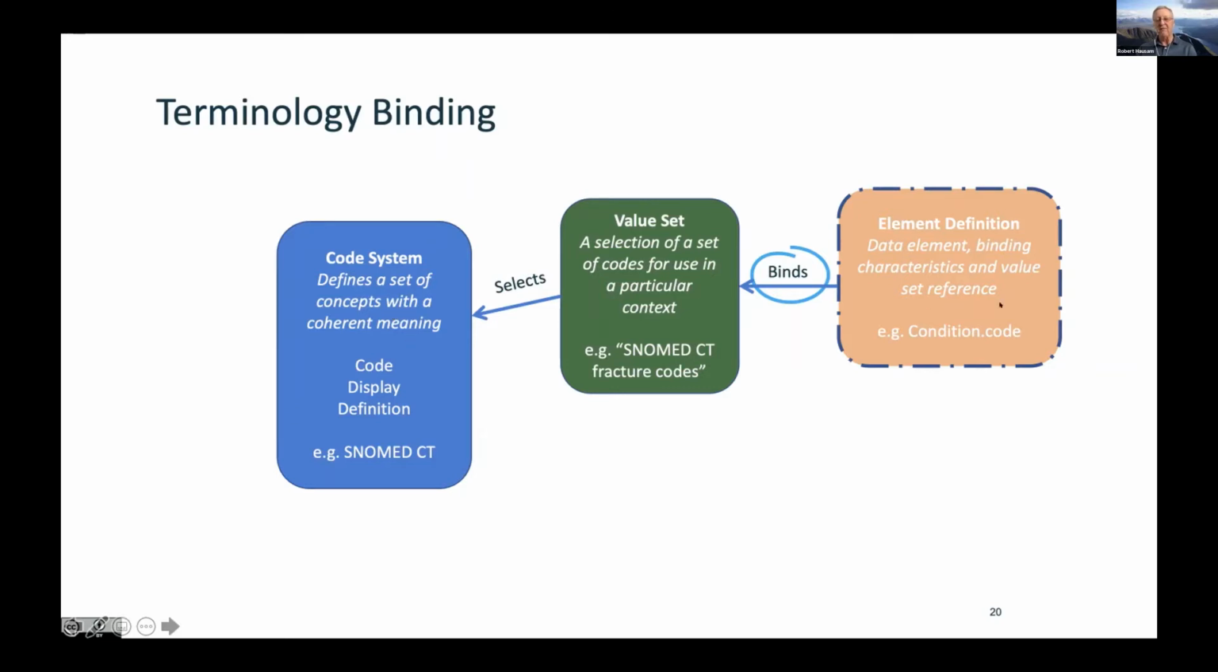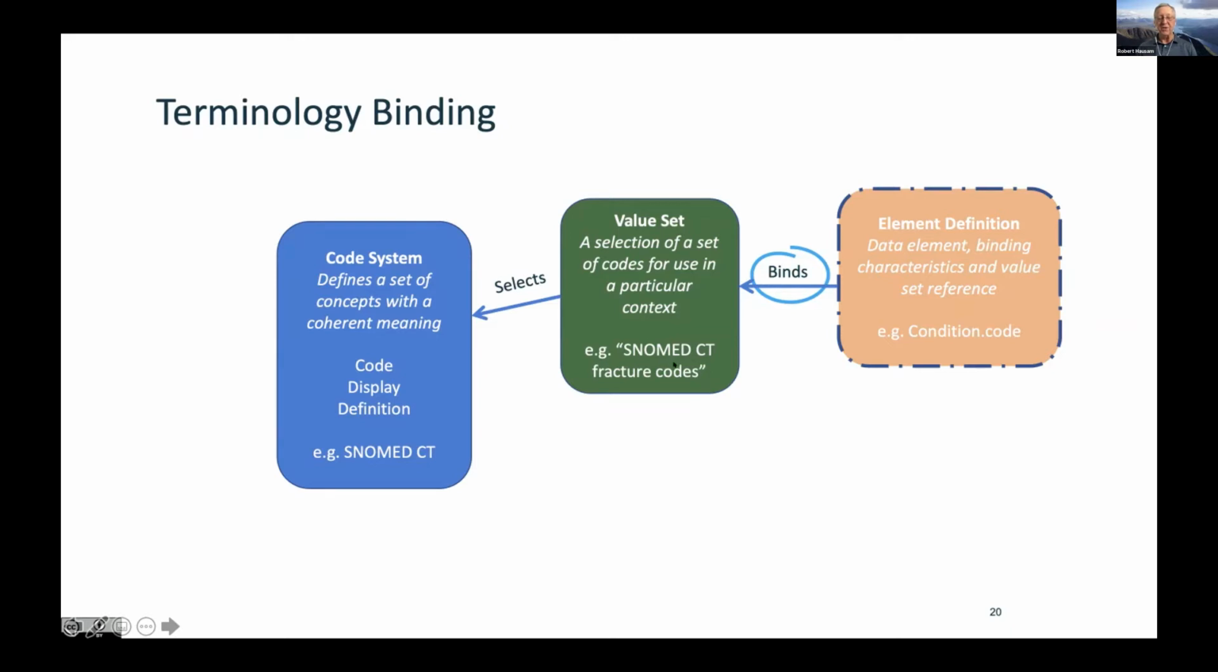But then you also have in FHIR the element definition, which basically defines a data element, and it has a notion of binding, with its particular characteristics and a reference to a value set. So an example in FHIR would be condition.code. It's basically the thing that tells you what condition this is. Is this asthma, or is it pneumonia, or what might it be? And to select a value to put in that code element in the condition resource, you would have a binding in your profile to a value set.